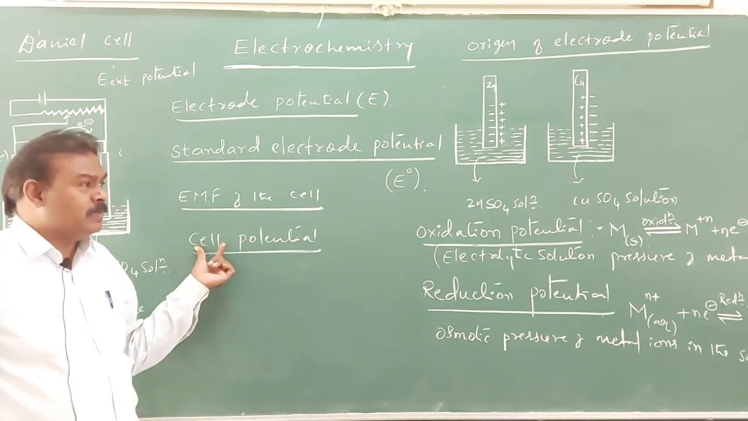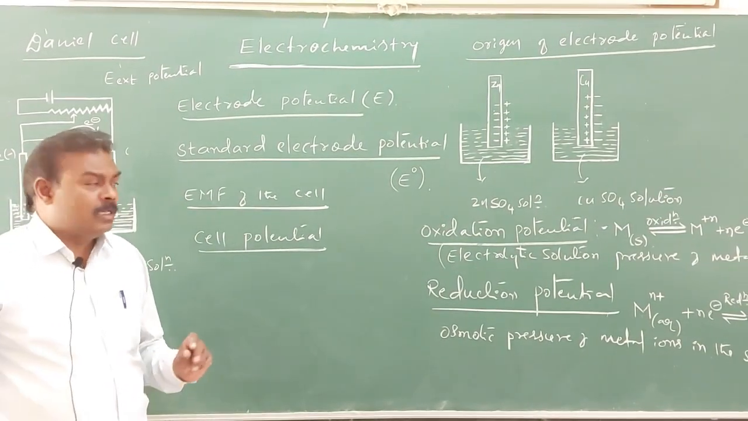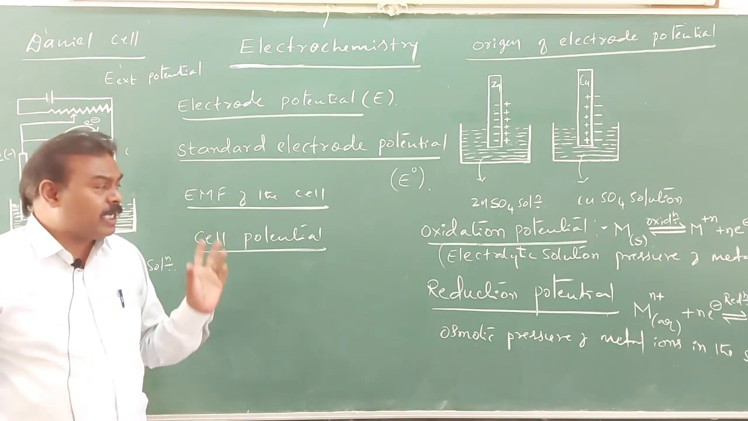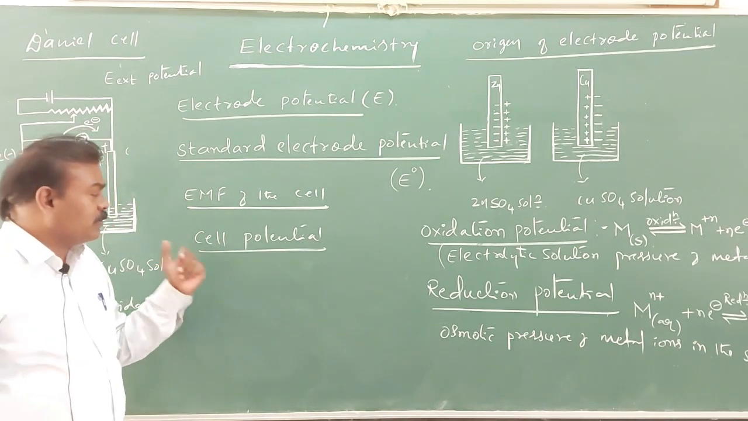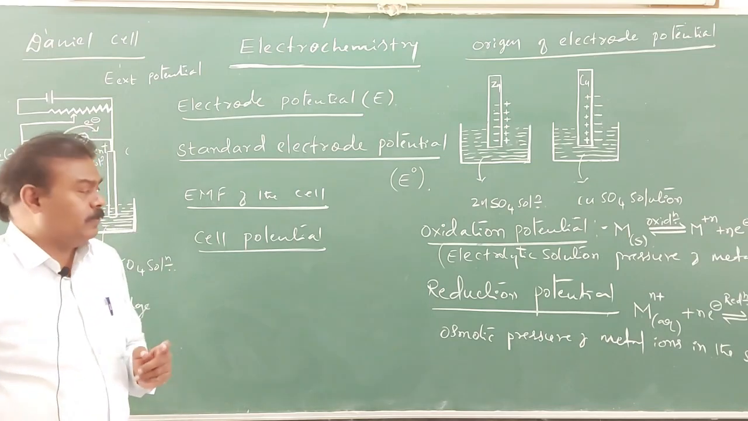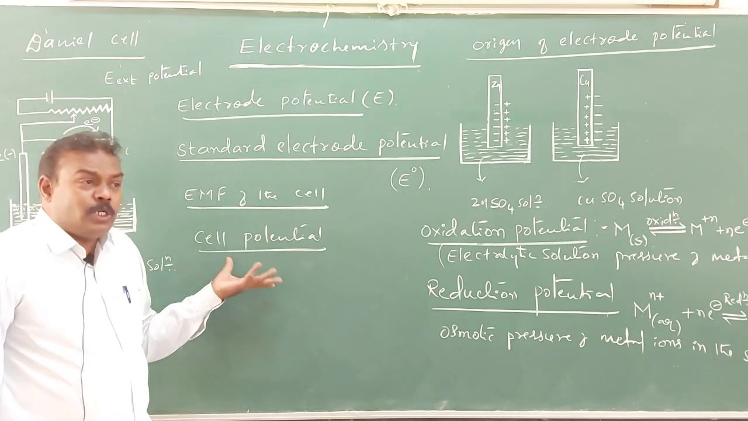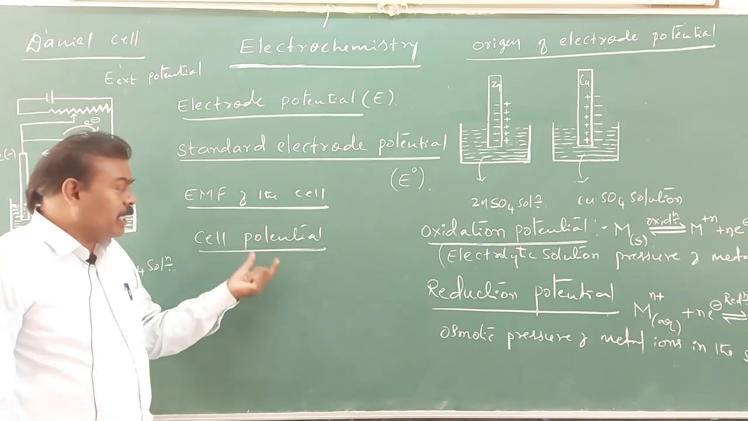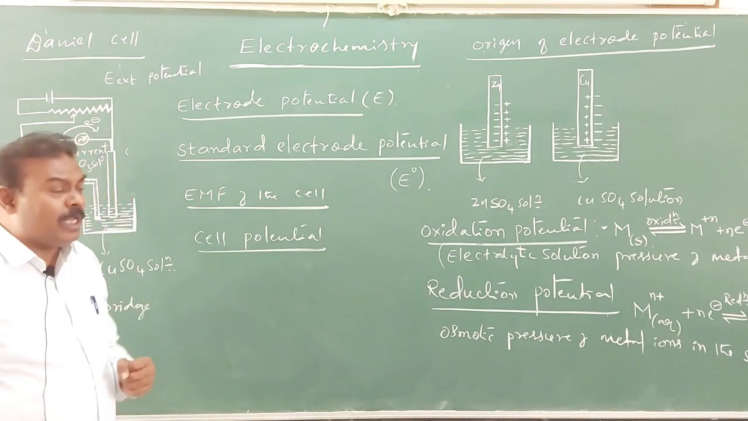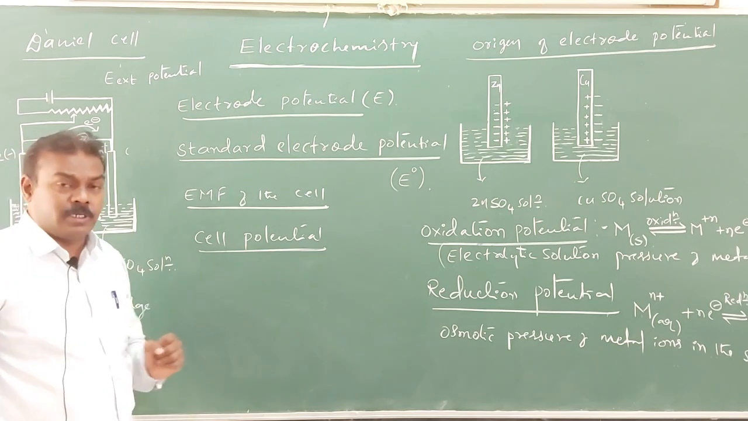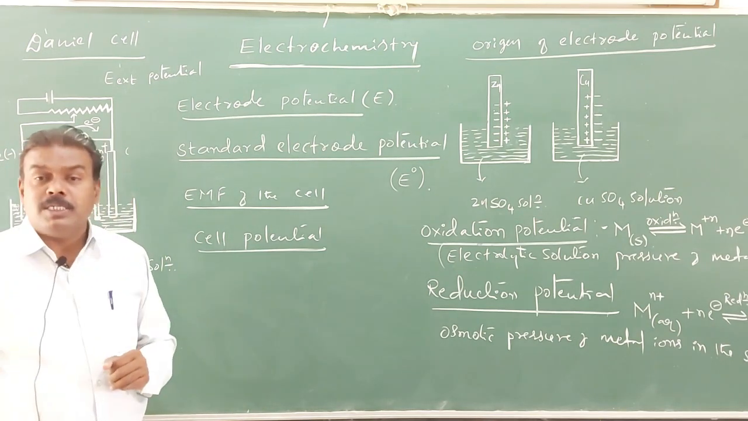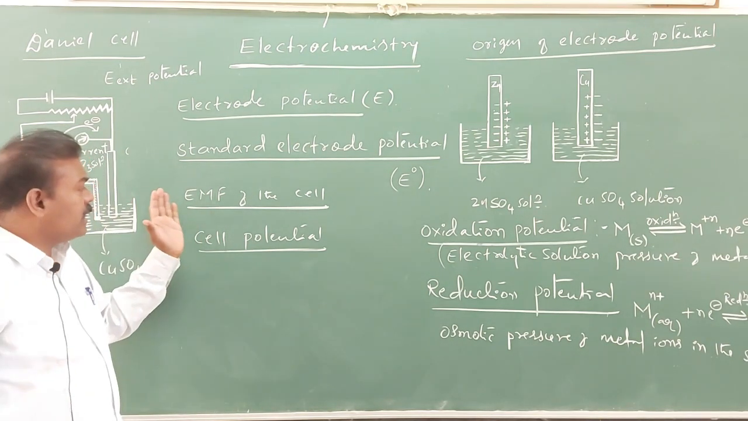What does a cell mean? It is formed by connecting two electrodes. Whenever you connect the two electrodes, it forms an electrochemical cell. Cell potential means the potential difference between the two electrodes, that is, the cathode and anode. That is called the cell potential.